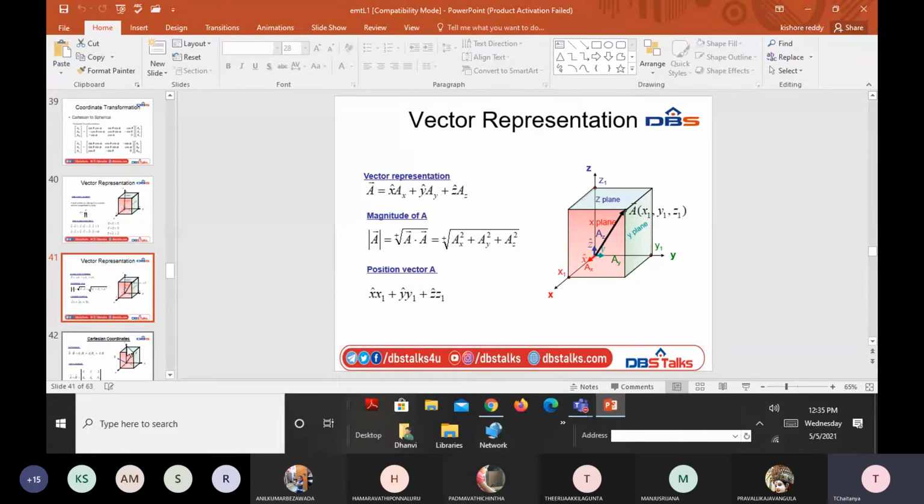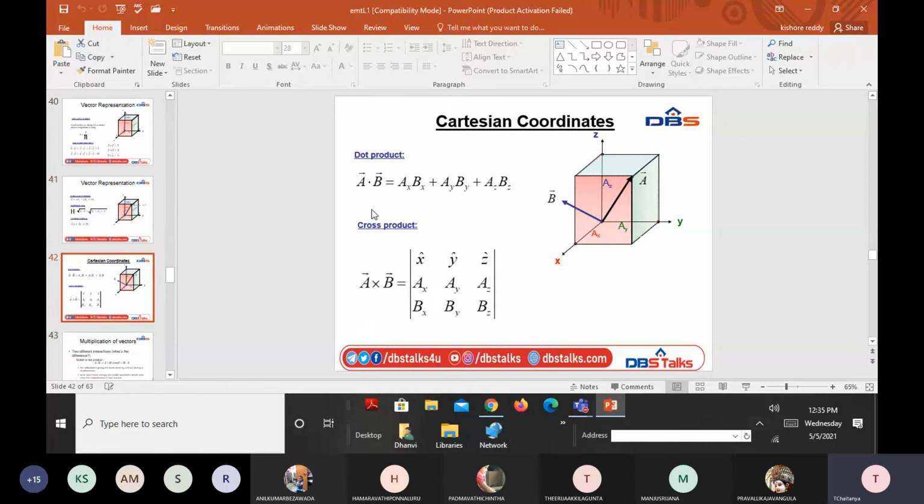See the Cartesian coordinate dot product. Consider two vectors, one is A bar, second vector is B bar. You can have a dot product between these two vectors, and the resultant value will be a_x into b_x plus a_y into b_y plus a_z into b_z. So this is the dot product multiplication.